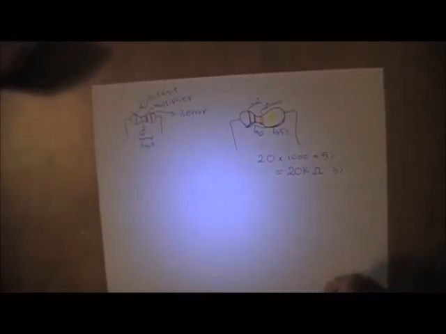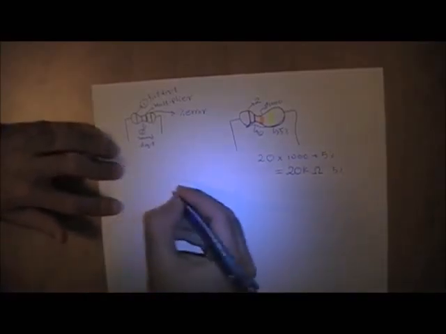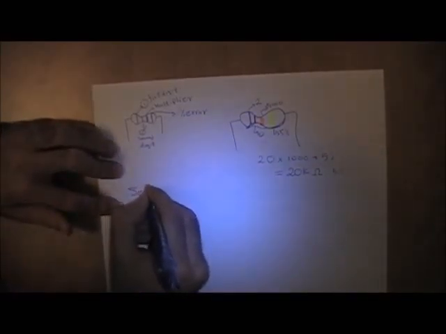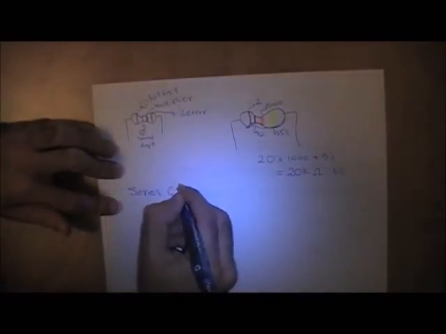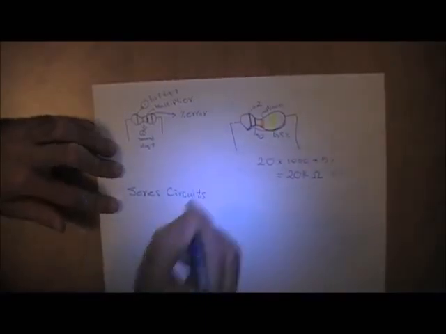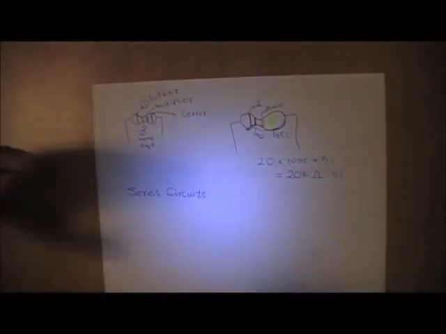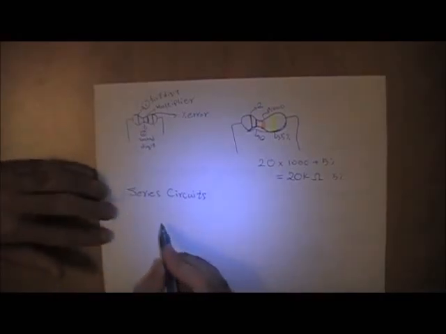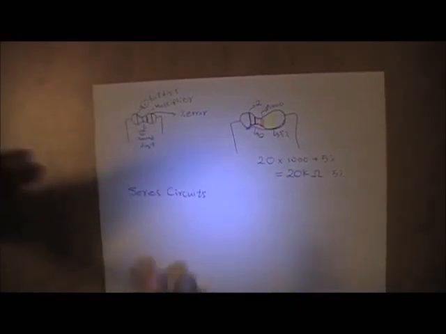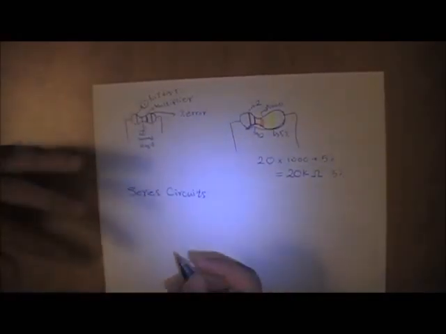Now that we know how to find the actual resistance for one resistor, let's see if we can find the resistance of resistors that are placed in series and in parallel. So let's start with series circuits. In series circuits, resistors are placed in the same branch. I'm going to show you guys right now.